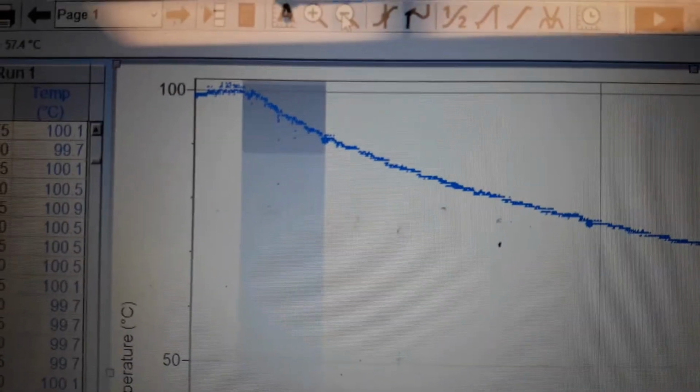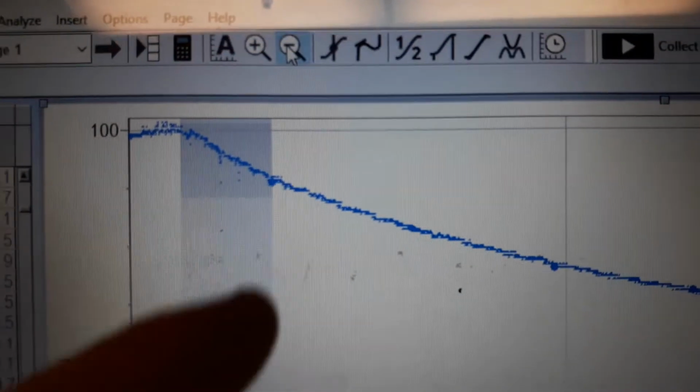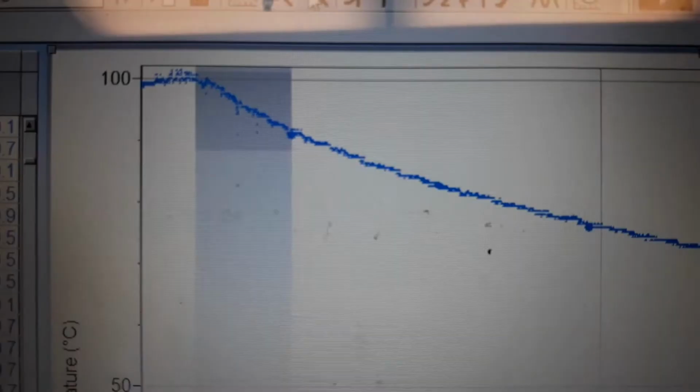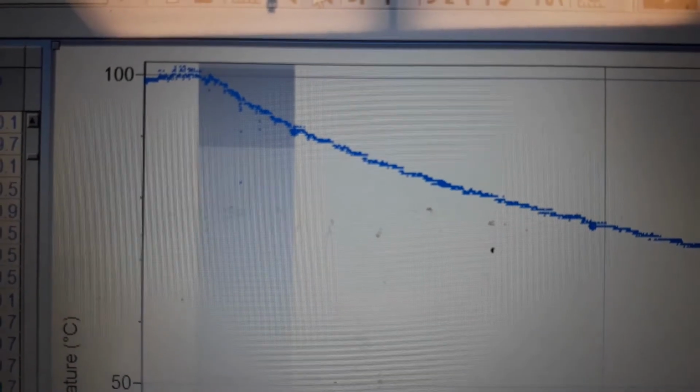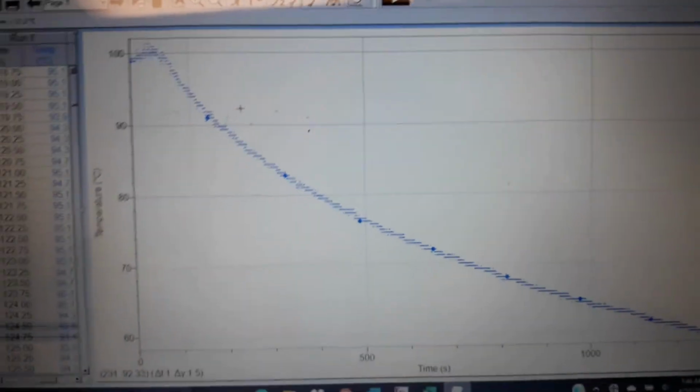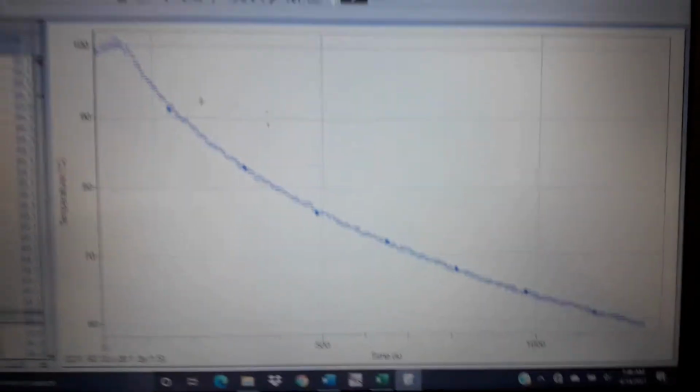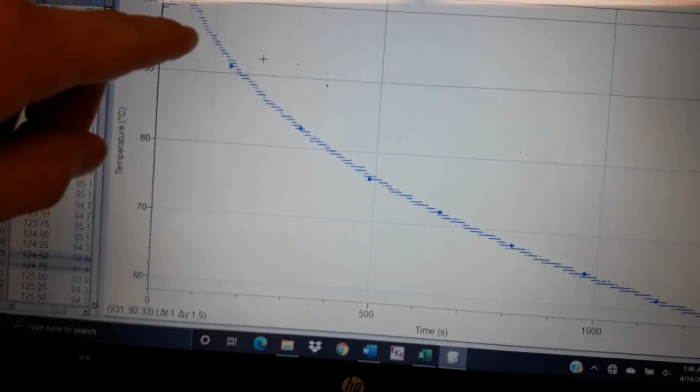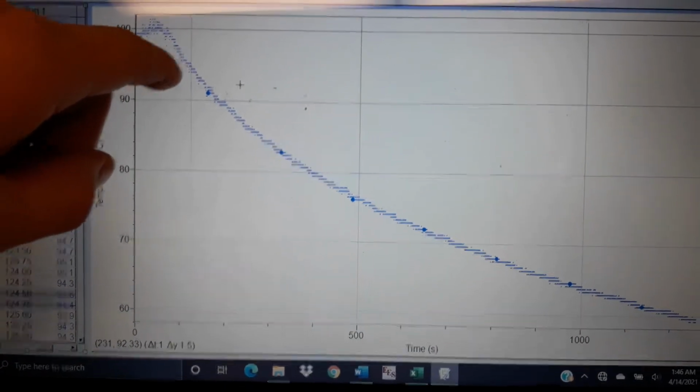Okay, so looking at this graph, you can see that there's a couple places right here that are probably going to mess up the data, so I'm just going to strike through the data. Okay, now I've struck through some of the outliers, and it has a much cleaner graph now. So there's a little bit of stuff around here.